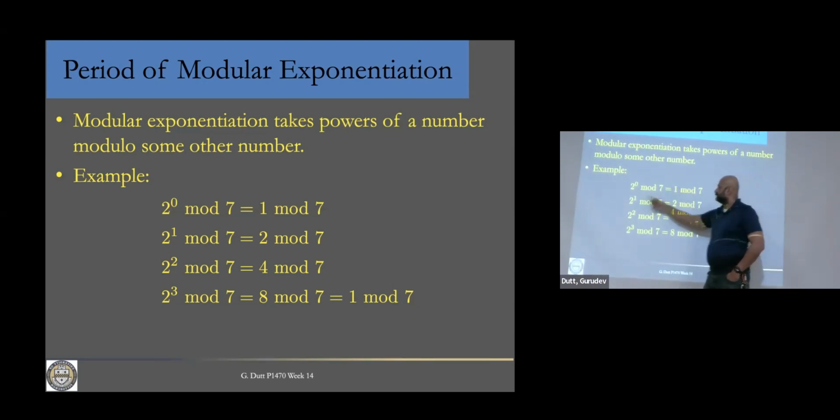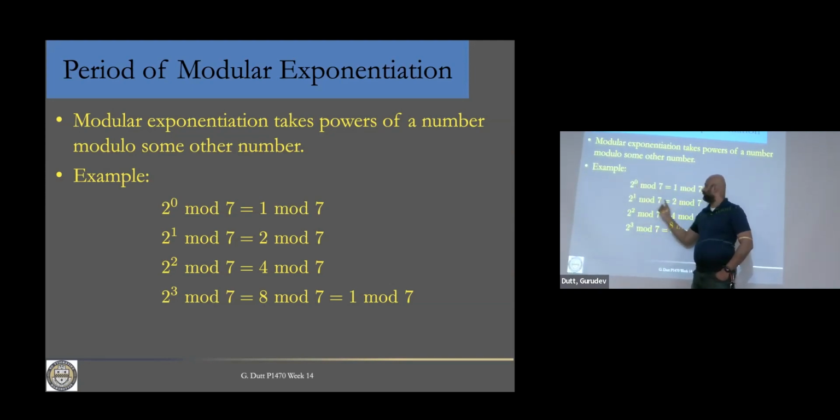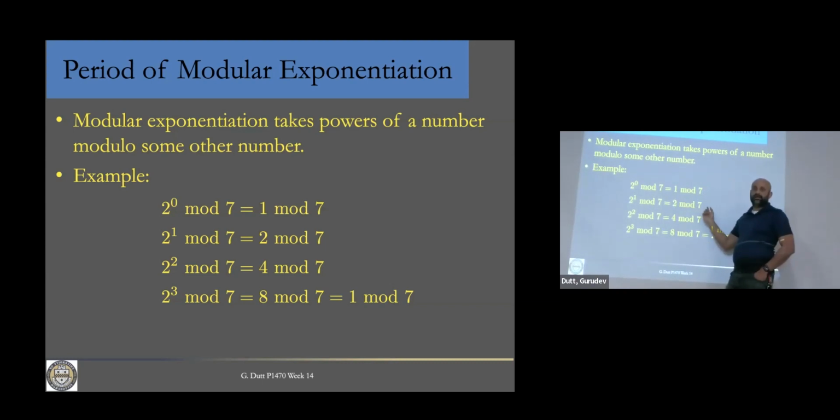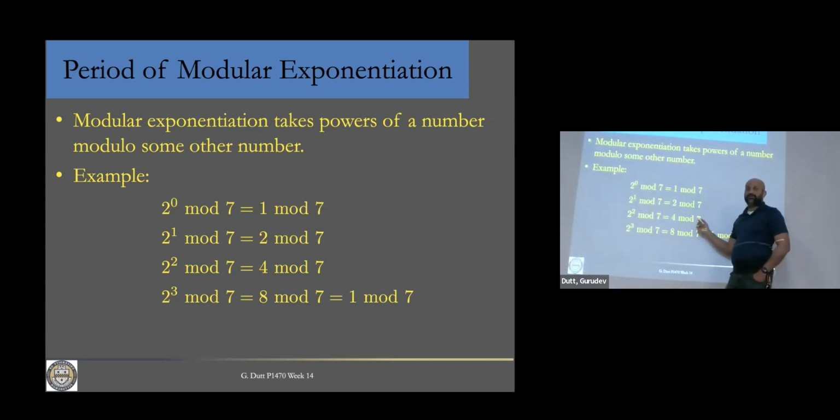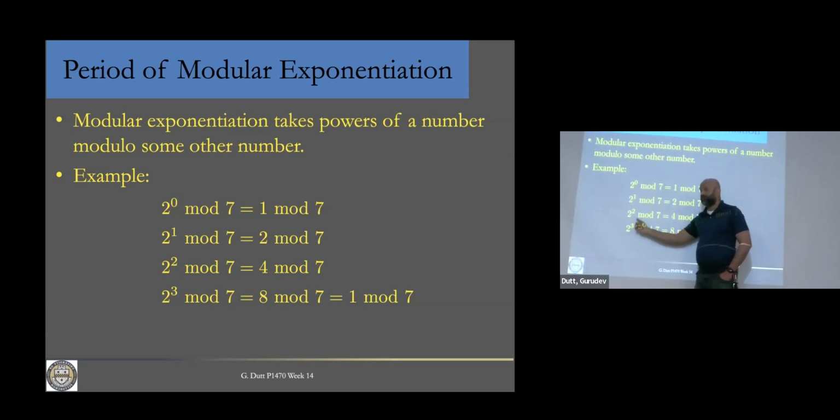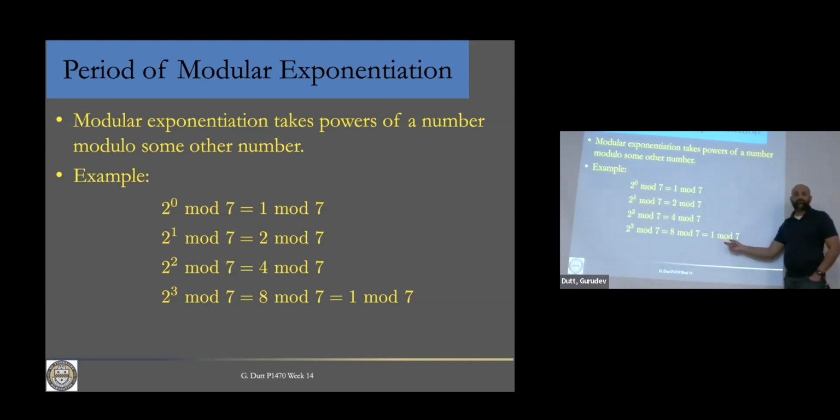And then 2 to the power 1 is the number 2. 2 divided by 7 gives me the remainder 2, which is denoted as 2 mod 7. 2 to the 2 is 4 mod 7, because 4 leaves behind the remainder 4. And now when we come to 2 to the 3, that's 8 modulo 7. But 8 when divided by 7 leaves behind a remainder of 1. So that's equal to 1 modulo 7.